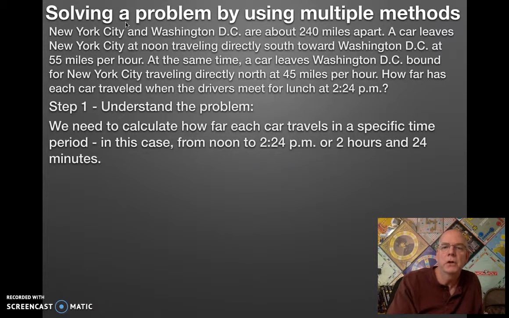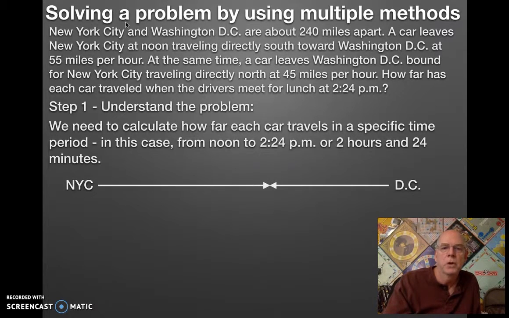How far does each car travel in the time that it takes to get from their respective cities to where they meet at 2:24, or in other words, 2 hours and 24 minutes later? So here's a diagram, possibly to show what we're talking about. The one car drives 55 miles per hour for 2 hours and 24 minutes. And the other car drives 45 miles per hour for 2 hours and 24 minutes. The car coming from New York is going to travel a little bit farther because it's going faster.